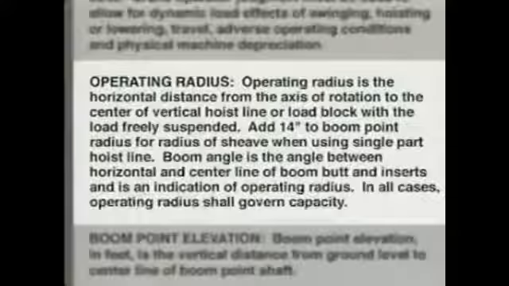The boom angle is the angle between the horizontal plane and the center line of the lower or base boom section. The angle of the crane's boom directly affects the operating radius, and the operating radius directly affects the crane's lifting capacity. The boom point elevation is the vertical distance from ground level to the center line of the main boom point shaft. This illustration shows the boom point elevation for a crawler crane. Any up and down movement of the boom, that is, any change in the boom angle, will directly affect the boom point elevation as well as the crane's lifting capacity.